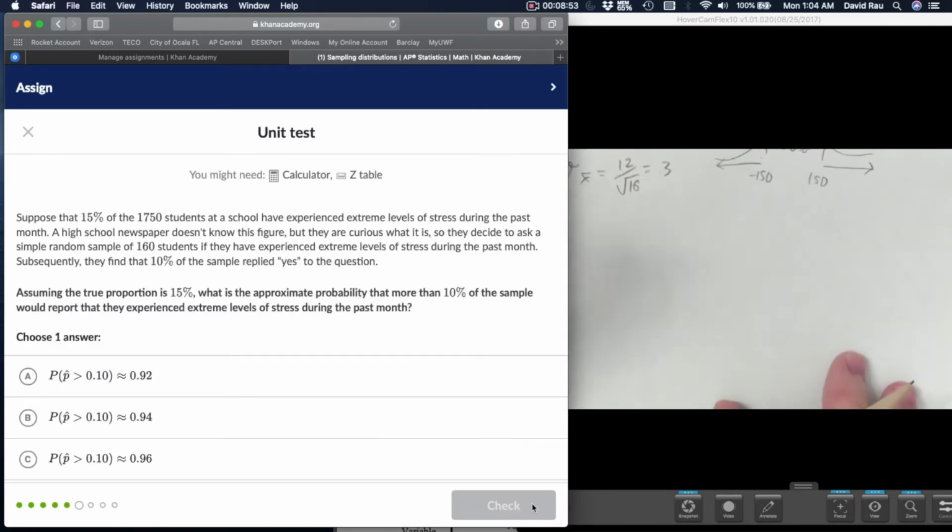Kind of a new question there. Onward. Okay, let me read this real quick. Okay, this is kind of like the last question.